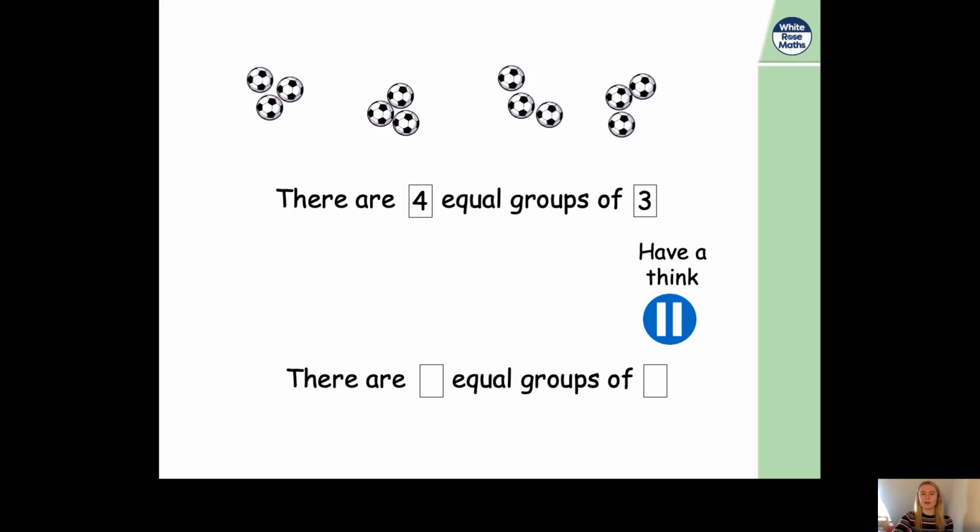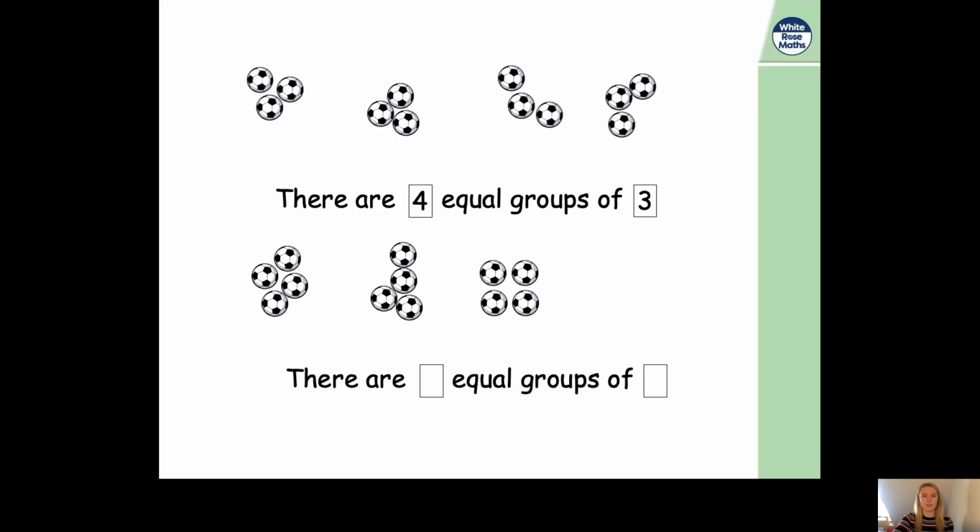Now, have a think. Last time, the children made 3 groups of 5 with their fruit, and then they made 5 groups of 3. So if we have 4 groups of 3, what other groups could we make with these footballs? Pause the video and have a think. Okay, let's see if you were right.